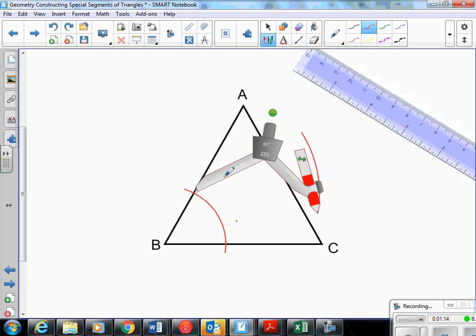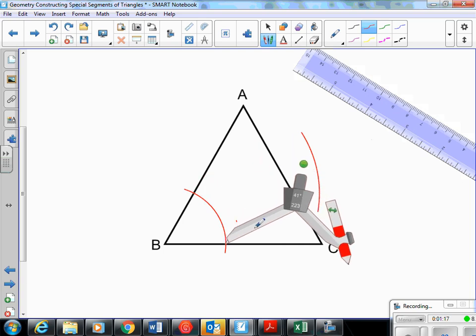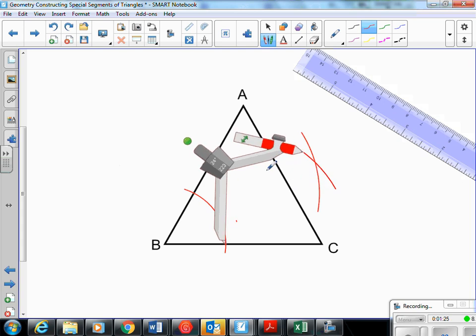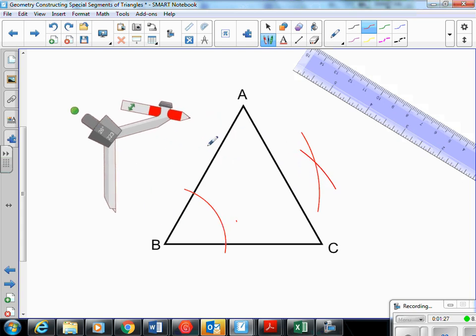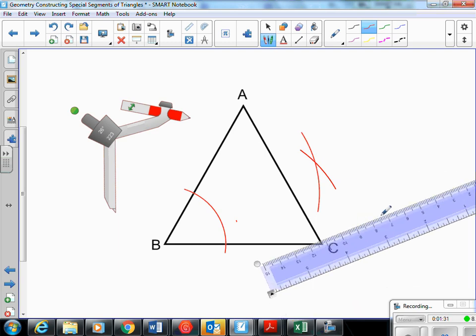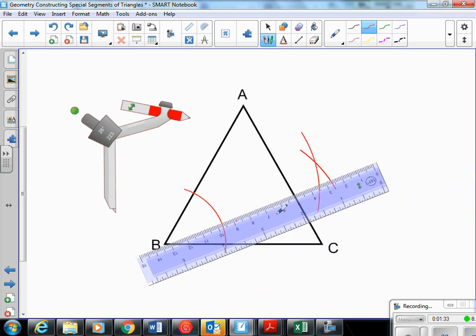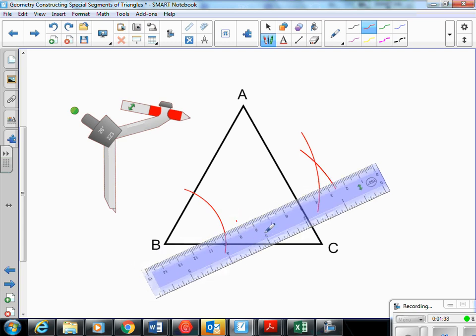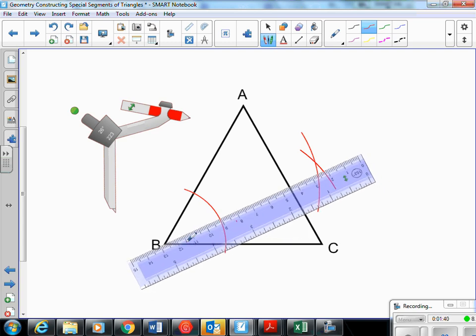Then I'm going to go down to the other intersecting point, put my compass there, and make an arc that intersects that one. And so now we bring in our straight edge, and we want to connect the vertex to that intersecting point.